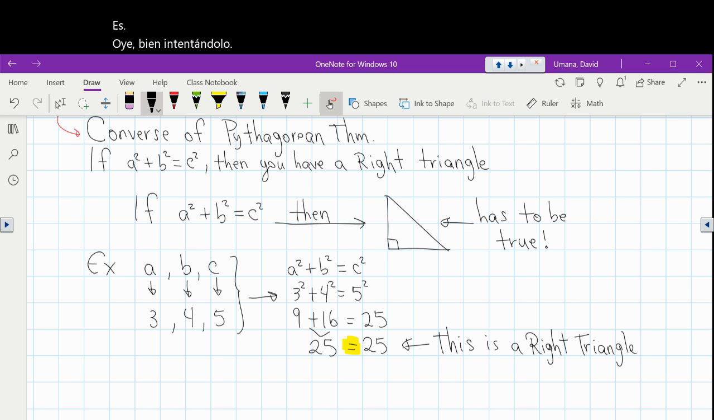So this is a right triangle. It works, so it must be a right triangle. Okay.